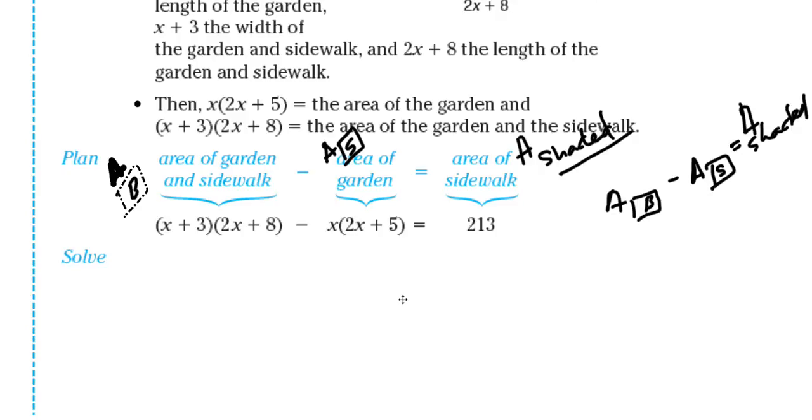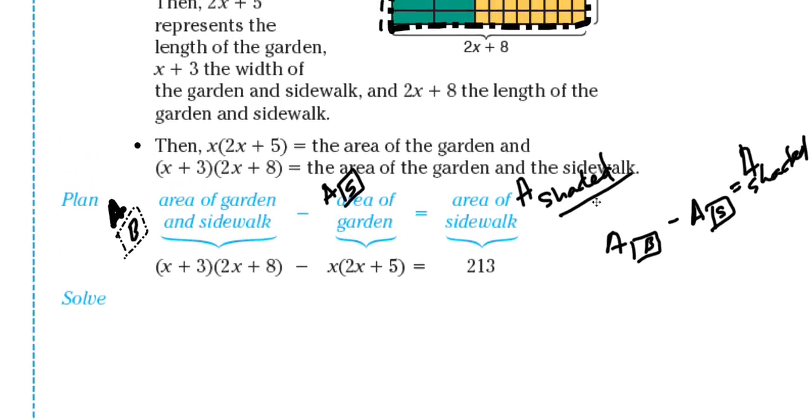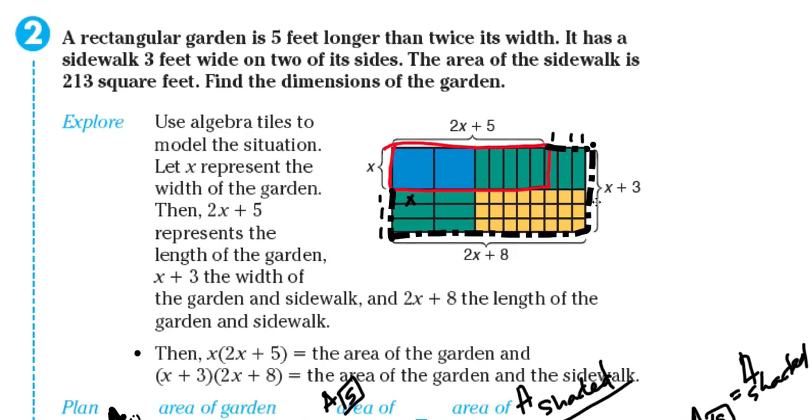We need to subtract the area of our small rectangle, which is the area of our garden, which is x times 2x plus 5. Did I say area of my garden? Sorry. This is the area of the garden and the sidewalk, the bigger rectangle, x plus 3 times 2x plus 8, minus just the area of the garden, which is simply x times 2x plus 5. And it is given that the area of the sidewalk is 213. Okay, it's given right here, 213 square feet.